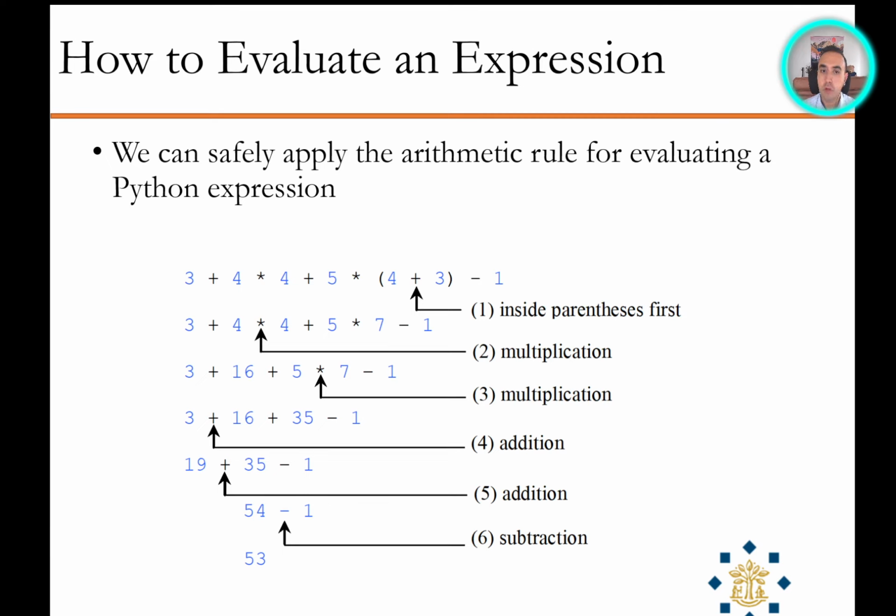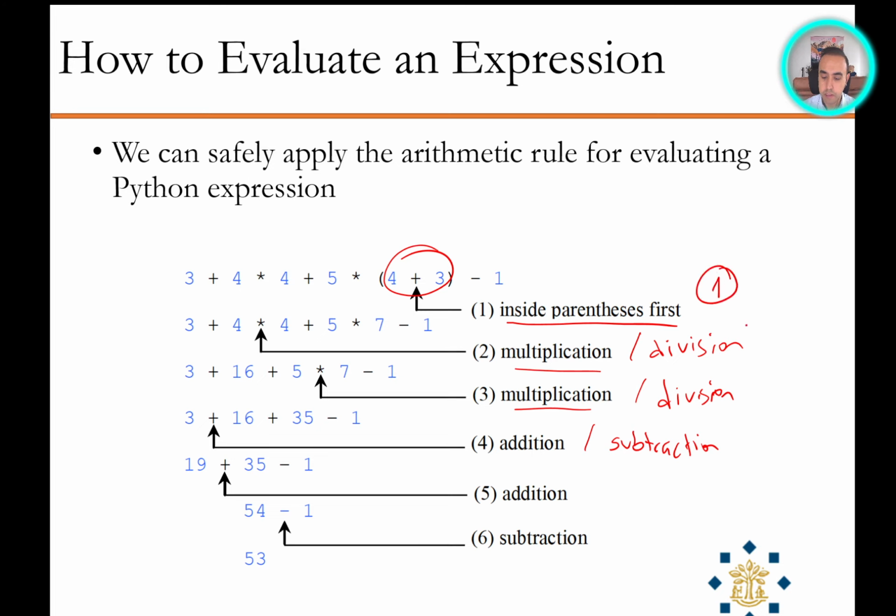And then the mathematical arithmetic rule for evaluating an expression is similar in Python. You have the inside of parentheses first, and then you have either multiplication or division, it doesn't matter. And after all these are done, then you have addition and subtraction. So first parentheses, second multiplication and division, and third addition and subtraction. Just like math.